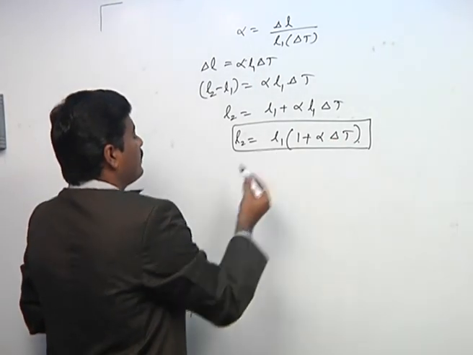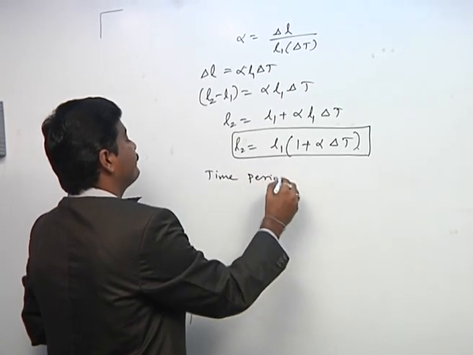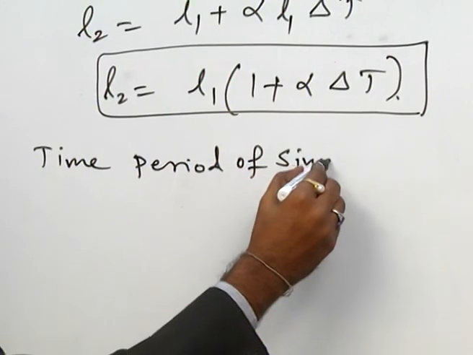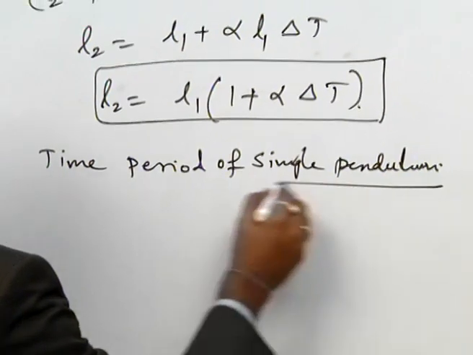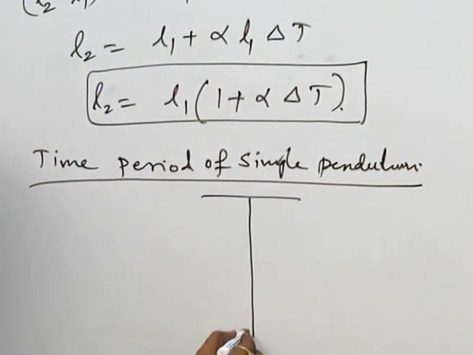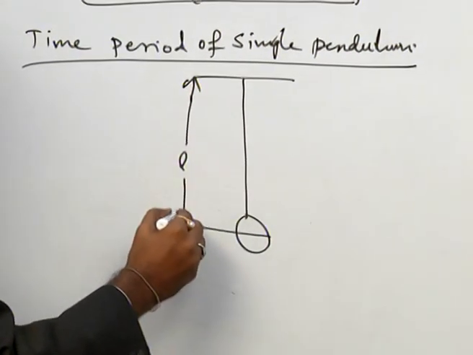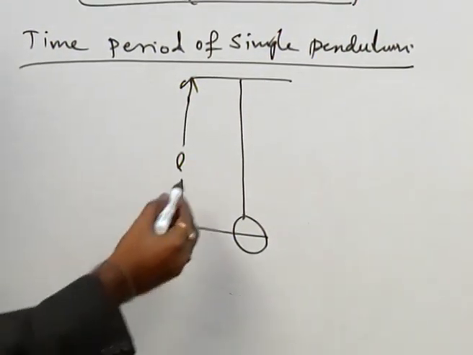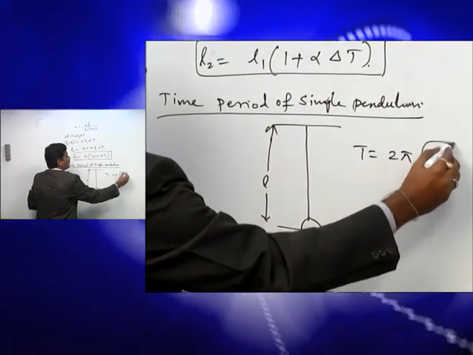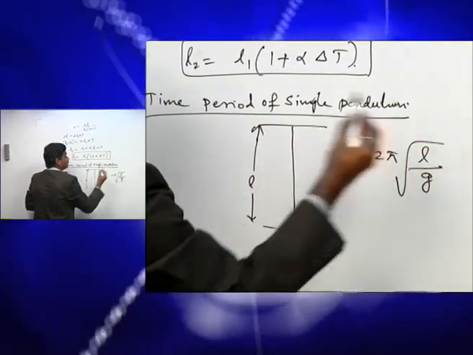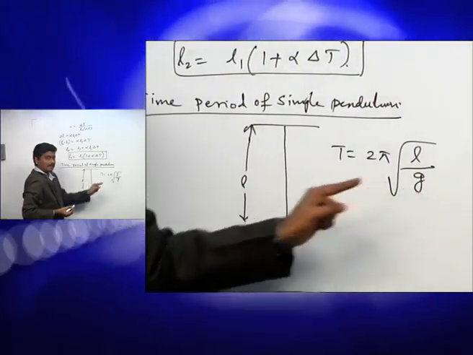See, if you are applying the same formula for the time period of the simple pendulum, consider this is the simple pendulum here. Let this be the length. Here we wanted to find out the time period. We know the formula T is equal to 2 pi under root of L by G here. So this is the length of the pendulum, this is the acceleration due to gravity.